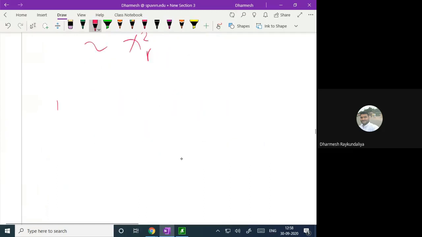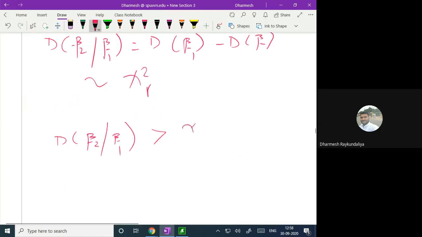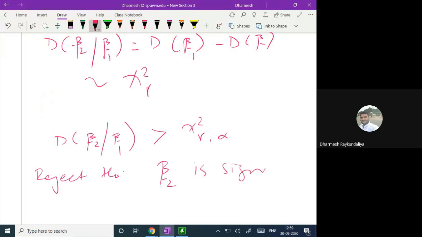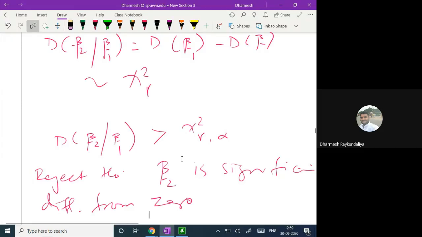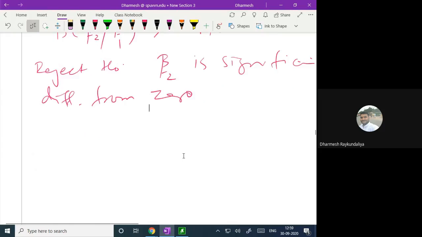So we'll compare this deviance. If it exceeds the chi-square with r degrees of freedom at alpha level of significance, then reject H naught. Reject H naught means beta 2 is significantly different from 0. Okay, beta 2 is significantly different from 0. So it means that the added variable is important. The same subset of regressors you can compare in that way.